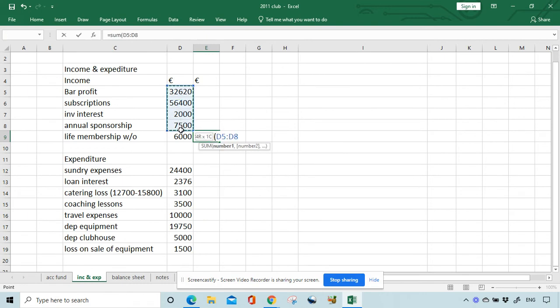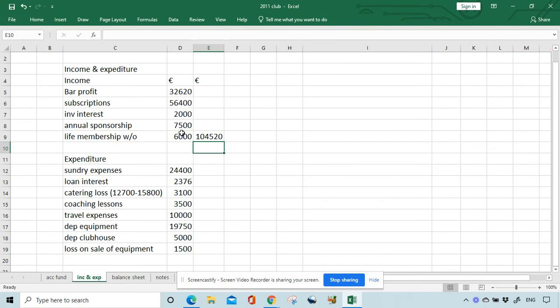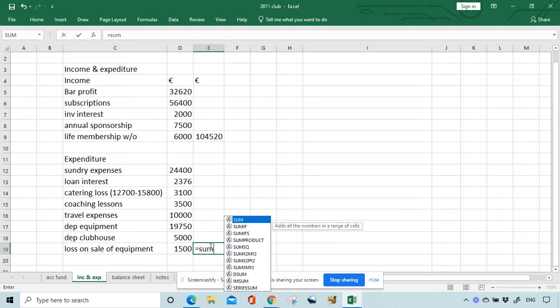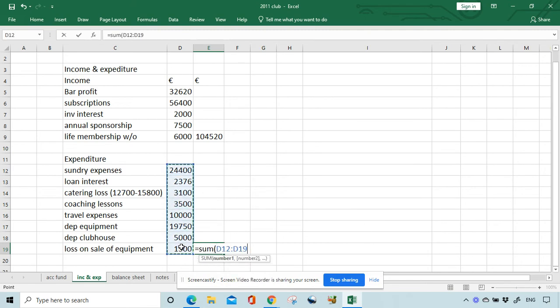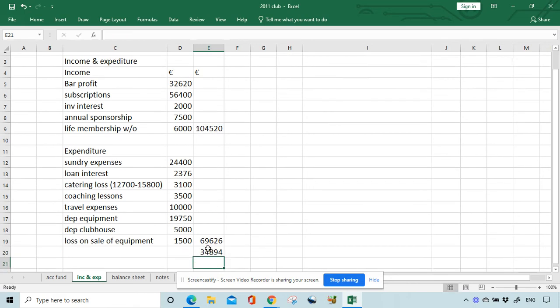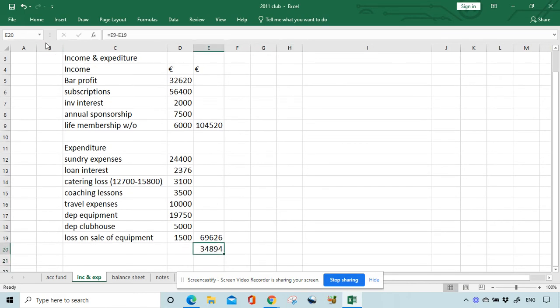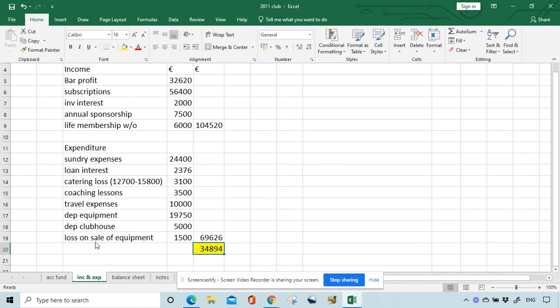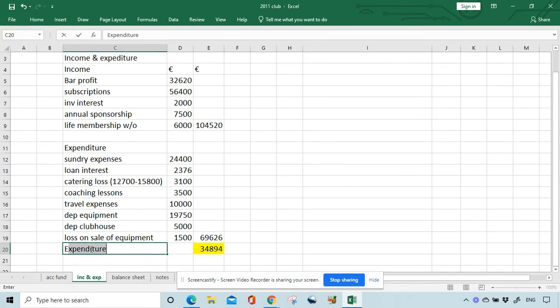So let's add up the income. We get 104,520. Let's add up the expenditure. 69,626, which gives us an excess of income of 34,894. So highlight this figure, and we must call it, it's not profit, it's excess of income over expenditure. 34,894. Now this is worth 35 marks.